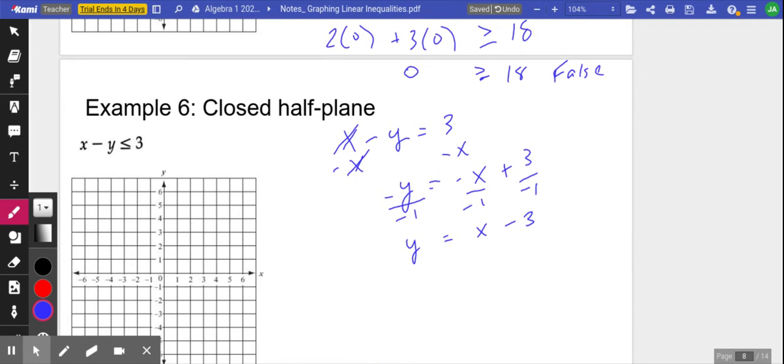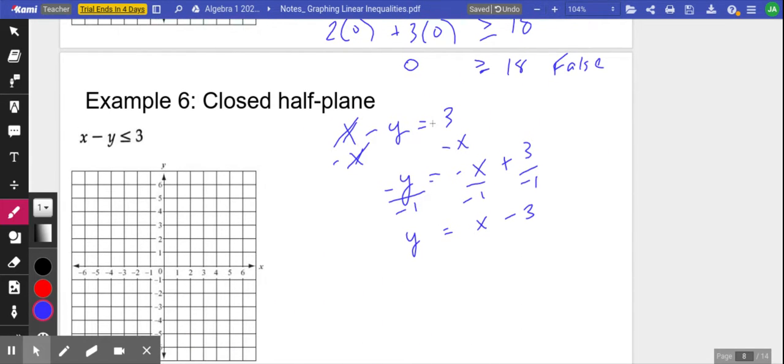So for the next one, I started the same way. I wanted to get the y alone. I wanted it to be in y equals mx plus b. So I first subtracted this positive x from both sides so that these cancel out. Then we're left with negative y on this side equals negative x plus 3.